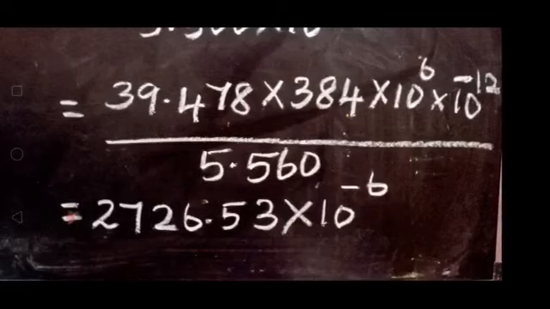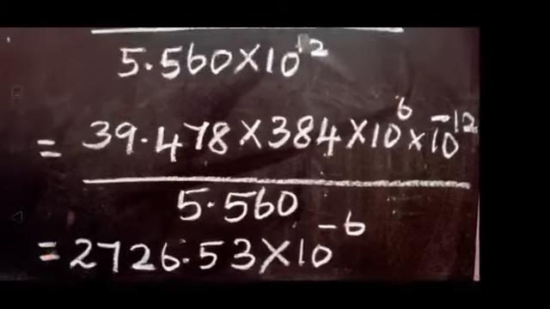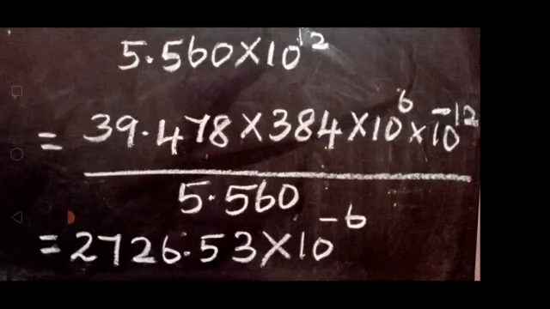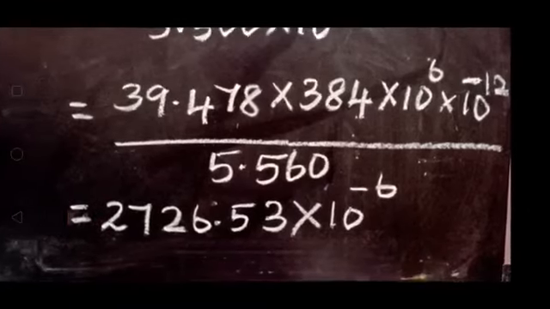Now we are calculating the power. The denominator power is 12 and the numerator power is 10 to the power of 6. So 10 to the power of 12 is taken from the denominator side, it becomes minus. Okay, and now we calculate the remaining values.